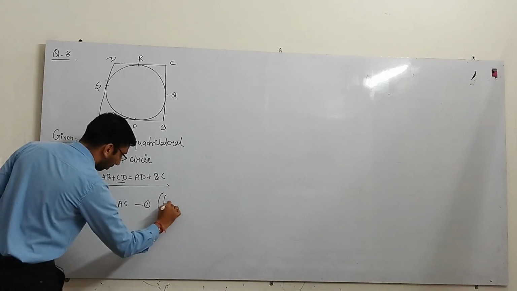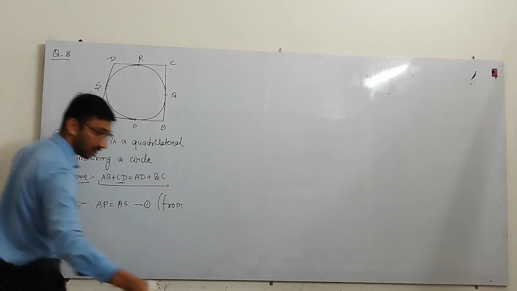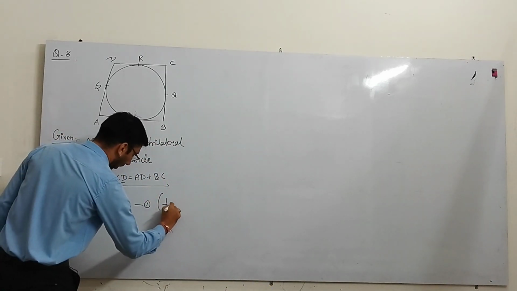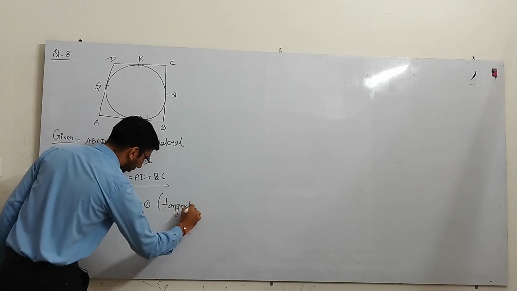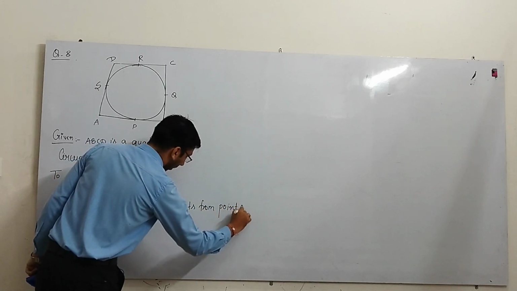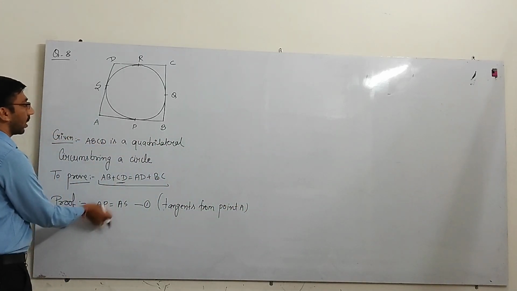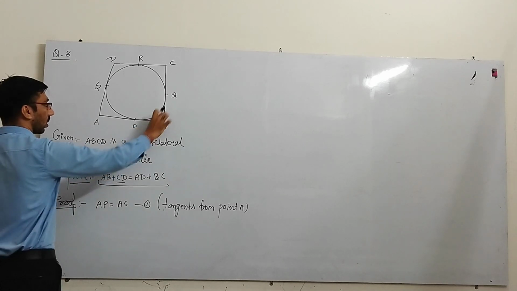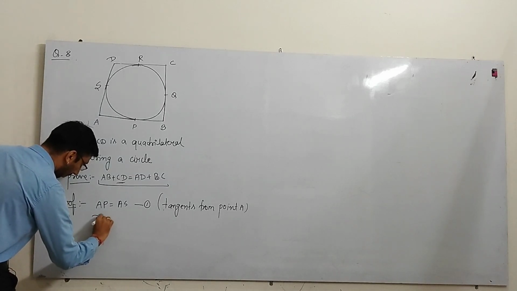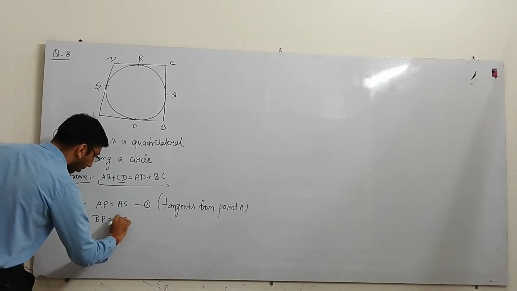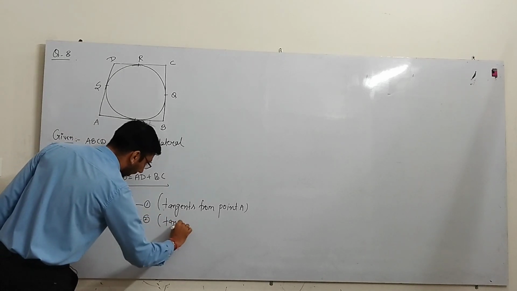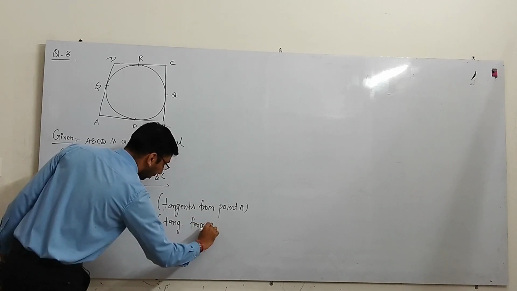What is the reason? Because these are the tangents from point A. So we can write these are equal because these are tangents from point A. Now AB का remaining part है BP. तो BP किसके equal होगा, QB के. Again these are tangents from point B. So we can write BP is equal to BQ, equation number 2, and again these are equal because these are the tangents from point B.